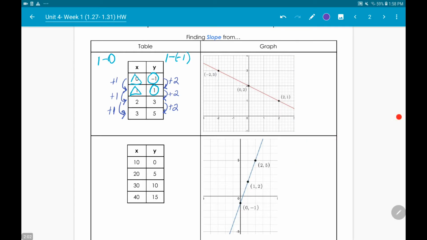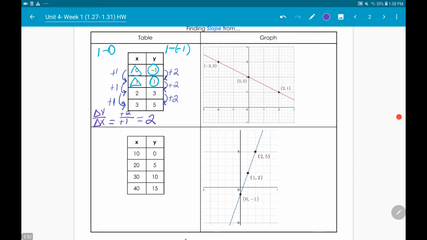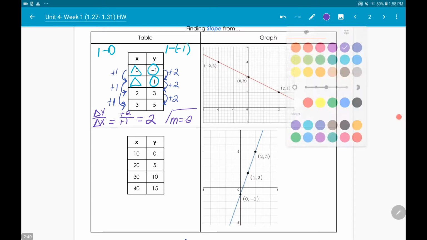My slope has to be the change in y over the change in x. My y's are changing by +2. My x's are changing by +1. So our slope is 2. One more little note to make: M is equal to slope. M is the variable that we are going to use to represent slope. So I could say that here, M equals 2. And that's my answer. All right, let's do it again from the table.